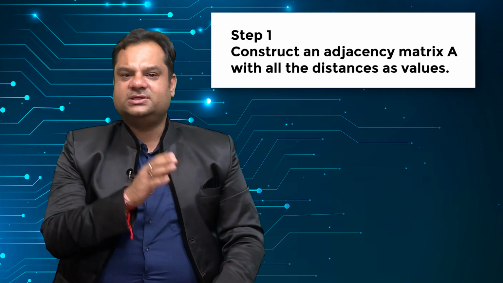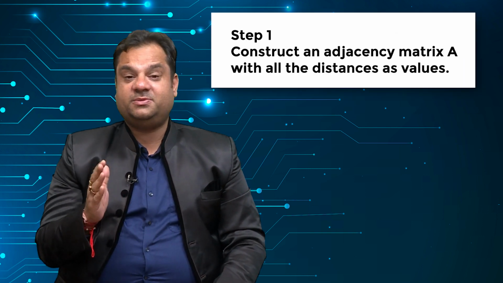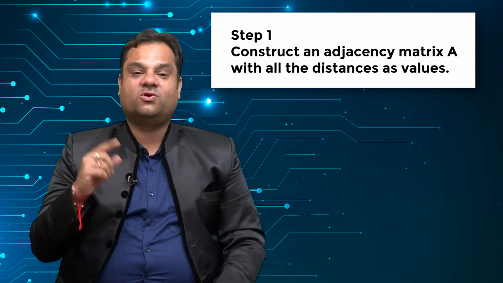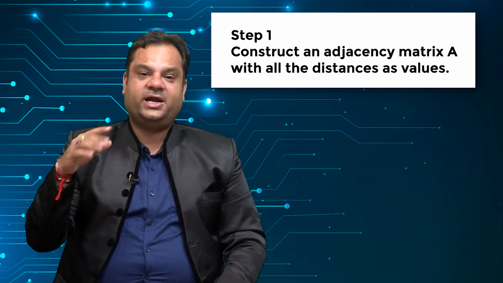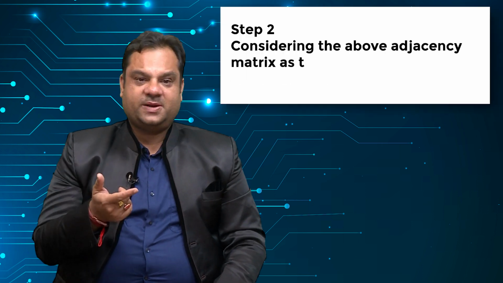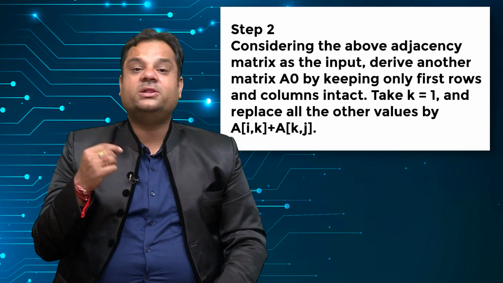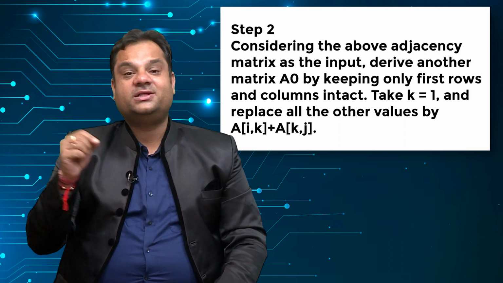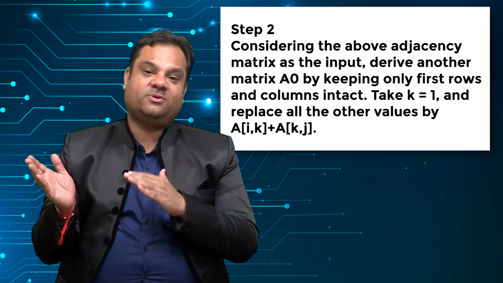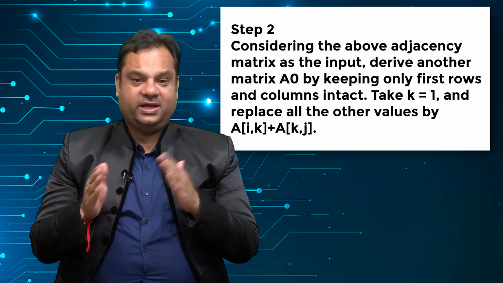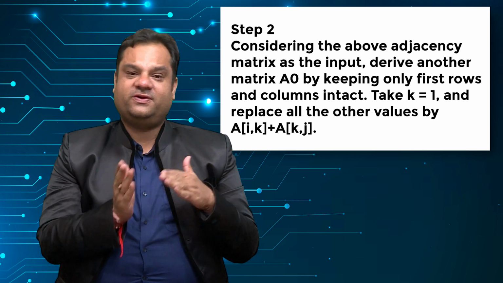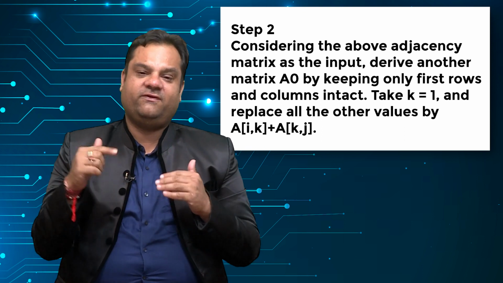Now let's start. Step number 1: construct an adjacency matrix A with all the distances as values. So focus on the graph and draw the adjacency matrix. Then step number 2: considering the above adjacency matrix as the input, derive another matrix in the first form, that is A0. In A0, we replace all the values which don't have direct edges by the infinite value.